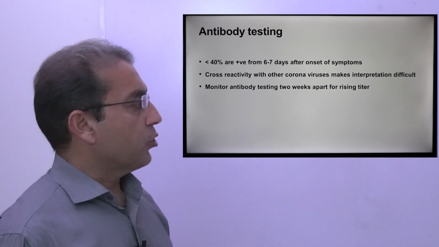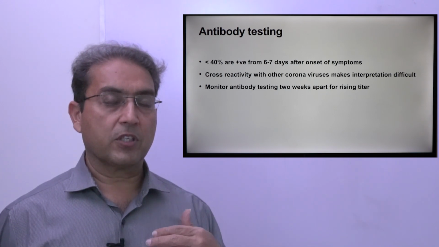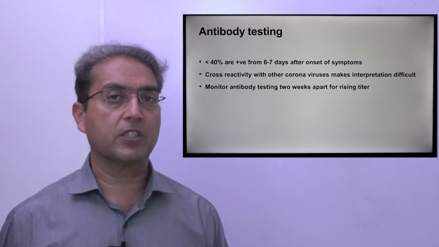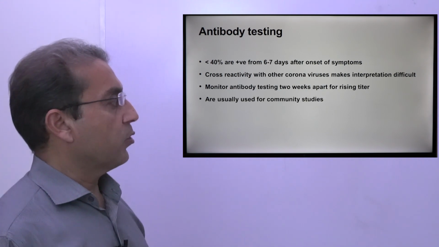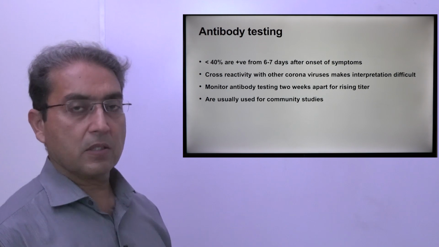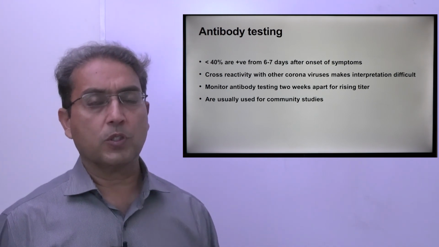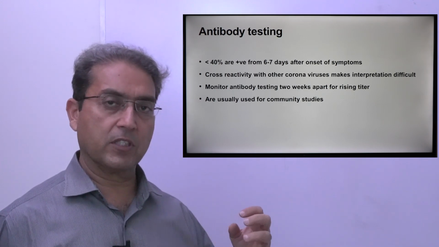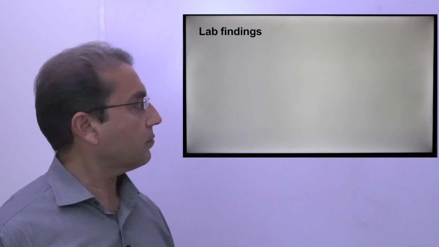The antibody testing should be monitored 2 weeks apart to look for the presence of a rising titer. If the titer is rising, that means the current infection is caused by one of the coronaviruses. They are usually used for community studies. They may not be helpful in making a diagnosis of the patient who is having active disease. So for active disease, we use either the PCR or the antigens.